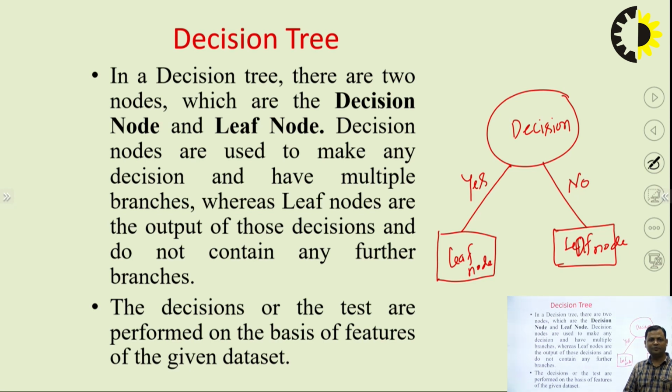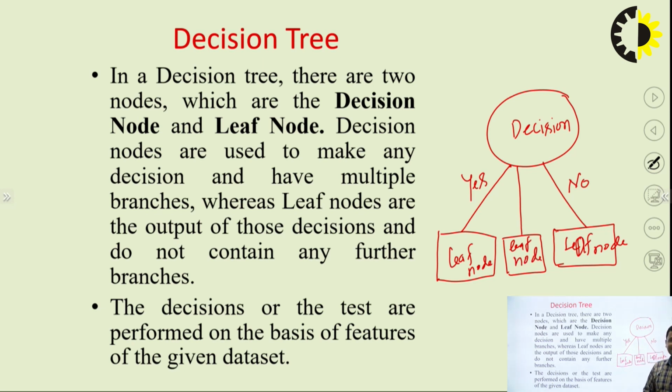So what do decision nodes do? Decision nodes are used to make any decision and have multiple branches. In this case, the decision is basically yes or no, so we have two branches and two leaf nodes. If the decision is a continuous quantity, we can have multiple leaf nodes. So it should be like that. We again have a leaf node connected with the decision node.